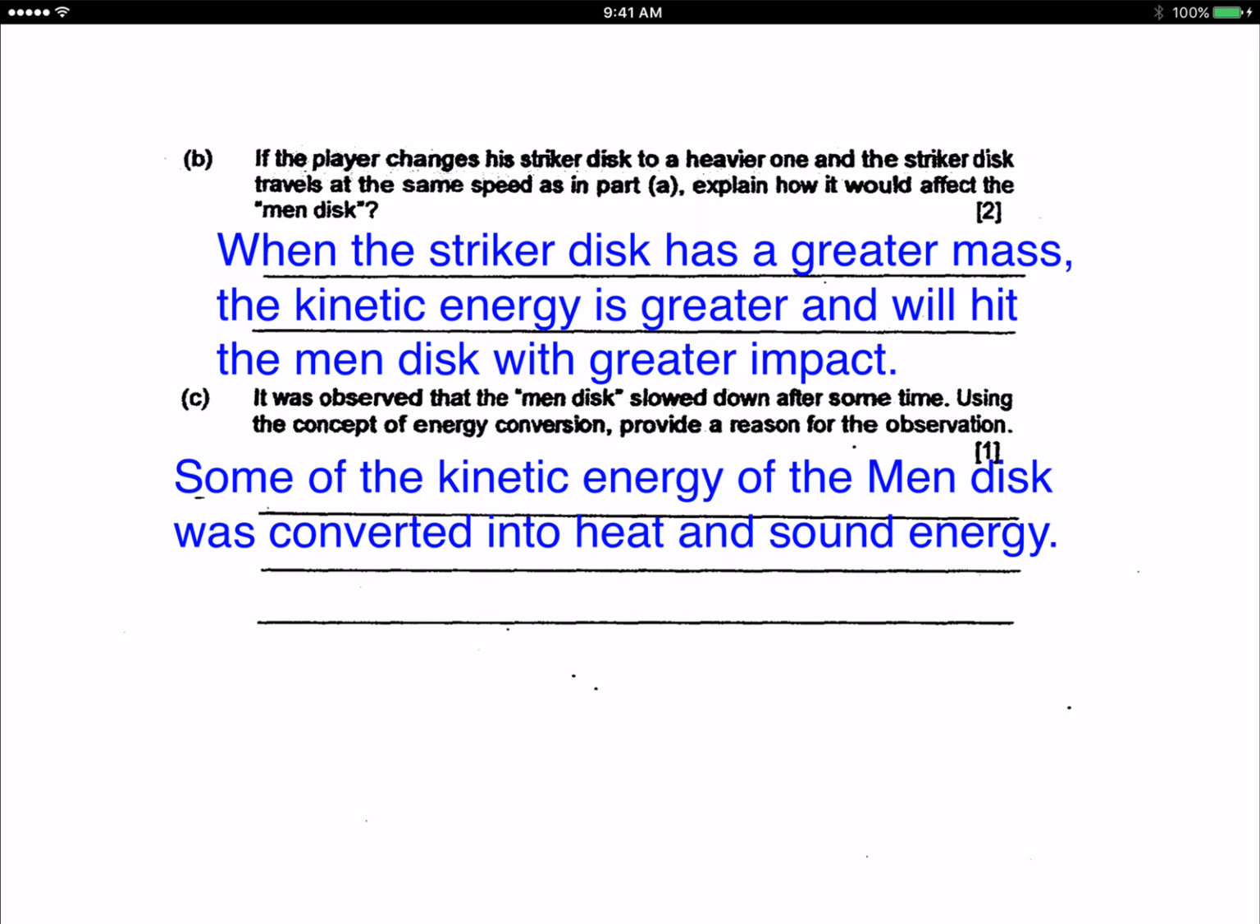Okay, so for part C, the main disc did slow down after some time. Why did it slow down? Kinetic energy of the main disc will convert into heat and sound. Yeah, correct. But you put that the heat and sound came from other forms. Like what? No, you should explain which form of energy. Okay? Which form of energy?